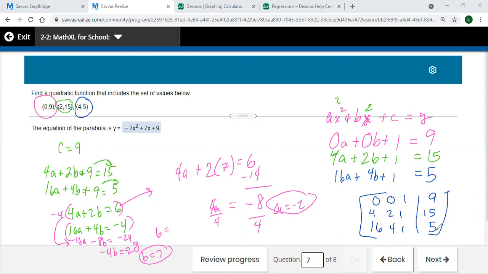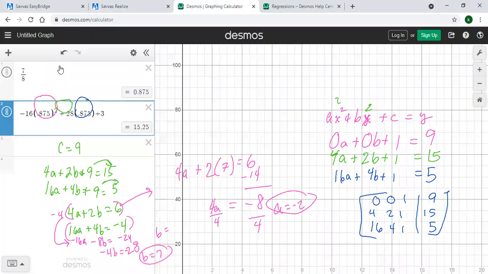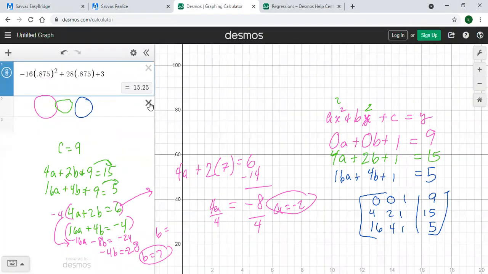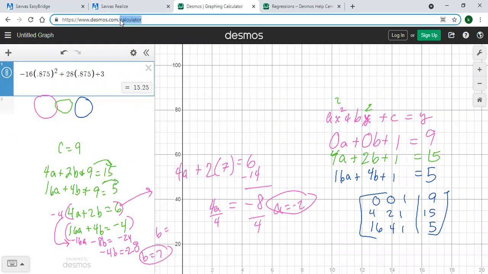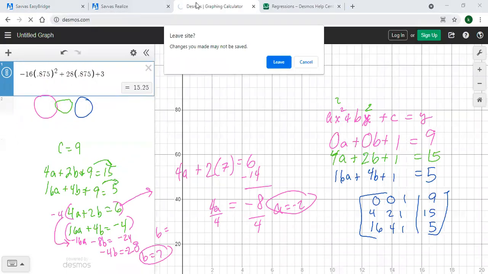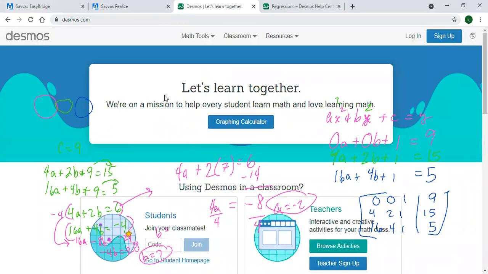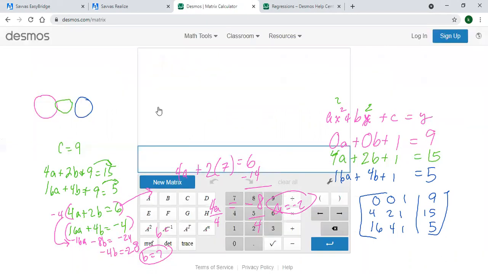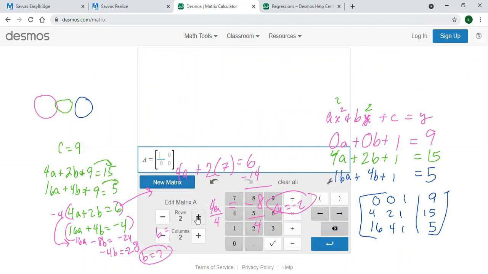And we'd go reduced row echelon. Go to the Desmos calculator again, remember, desmos.com. Oh, I gotta get to the matrix calculator. Go to the matrix calculator. And we need a new matrix. And remember, this is 3 rows and 4 columns. And you just type them in.